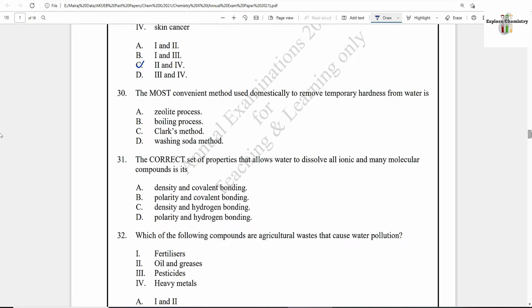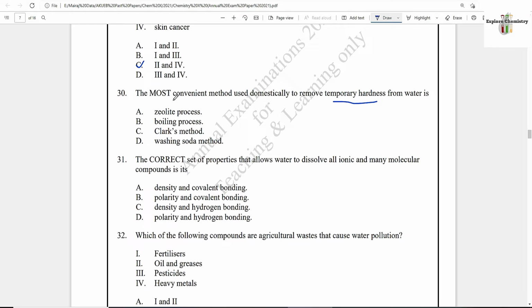Number 30. The most convenient method. From here, chapter 7, water MCQs are starting. The most convenient method used domestically to remove temporary hardness from water. Two methods are used to remove temporary hardness: boiling and Clark's method.